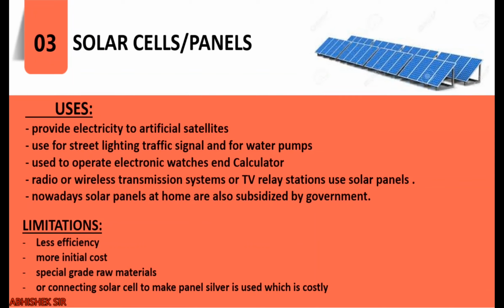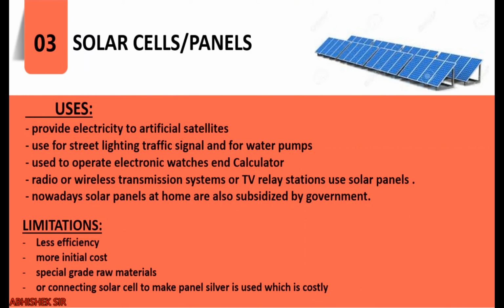Now, uses and limitations, let us see, especially for solar cells. The uses: they provide electricity to artificial satellites, right? You see the wing-like things in satellites, they are nothing but solar panels. They are used for street lights, traffic signals, and water pumps. Also, we can have electronic watches and calculators, radio or wireless transmission systems, and TV relay stations also use solar panels to get electricity. And nowadays, very important, solar panels at home are also subsidized by the government.